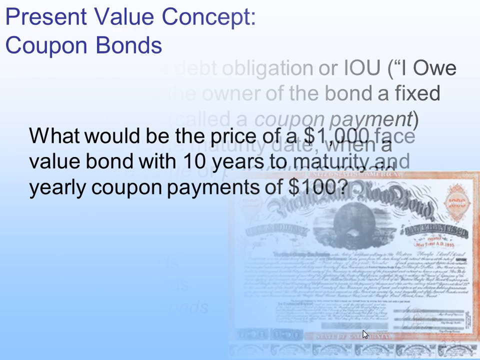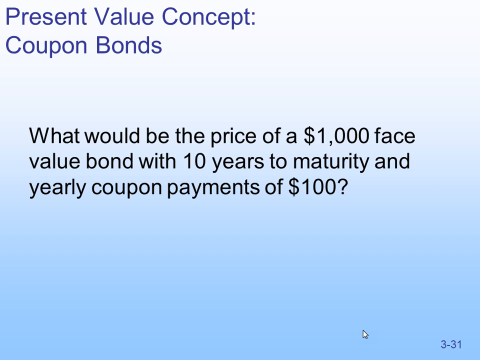Try this example first with dollars, okay? What would be the price? And that should be the price she's willing to pay for hers. Equivalent question. What would be the price of this bond, which is a little bit different, but it's in dollars. It's very similar. It's a $1,000 face value bond with 10 years to maturity and yearly coupon payments of $100. So it's a very similar bond, depending on what happens to interest rates. Okay, well, what should be the price? Conceptually speaking, what should be the price?